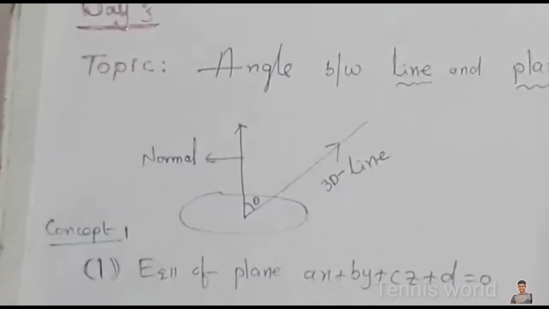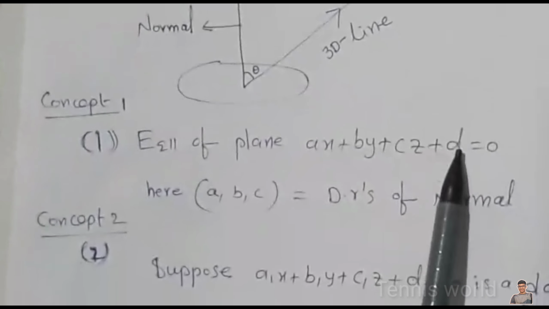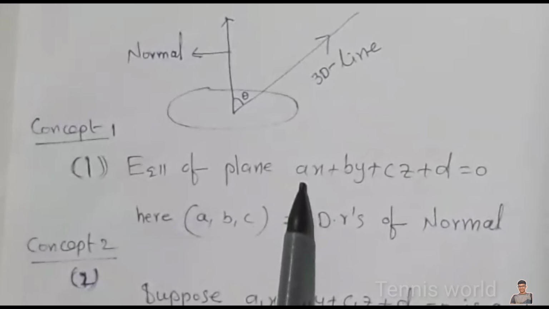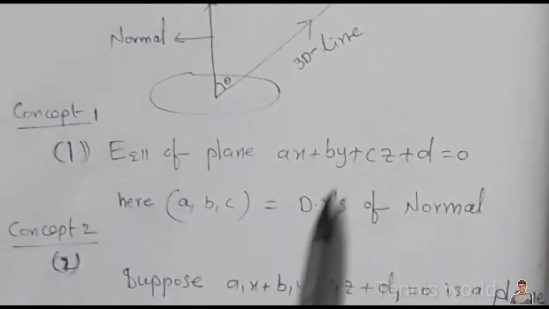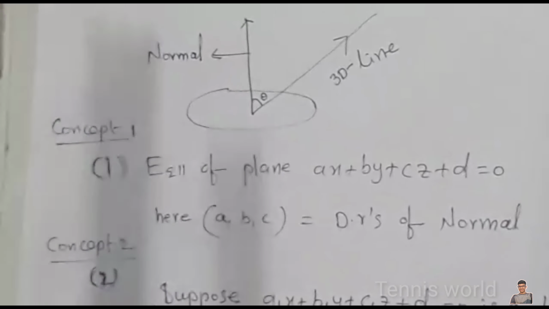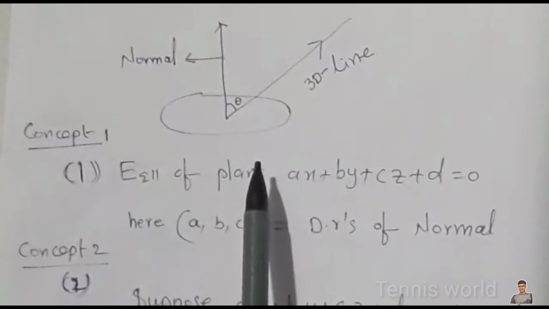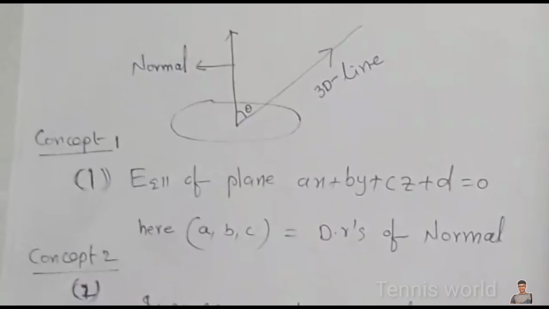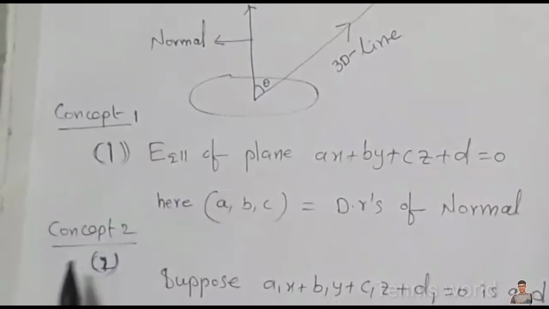See, this is actually the plane. Here, a, b, c represent the DRs of the normal ray, and are also called the DRs of the plane. Now, concept number 2.